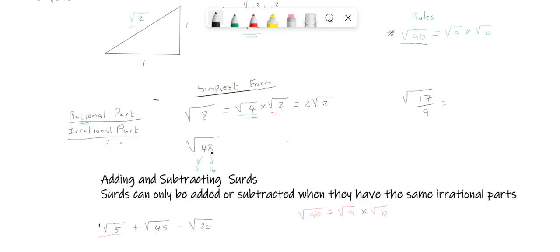So again, if we do the same with this one here, the square root of 48, and we want to simplify that, we can use this rule up here. So think about what the factors of 48 are. A factor pair you could have is 3 and 16. So we can write it like this: the square root of 16 multiplied by the square root of 3.